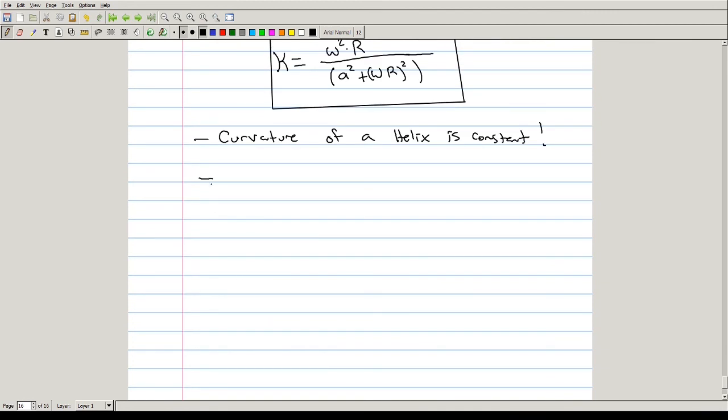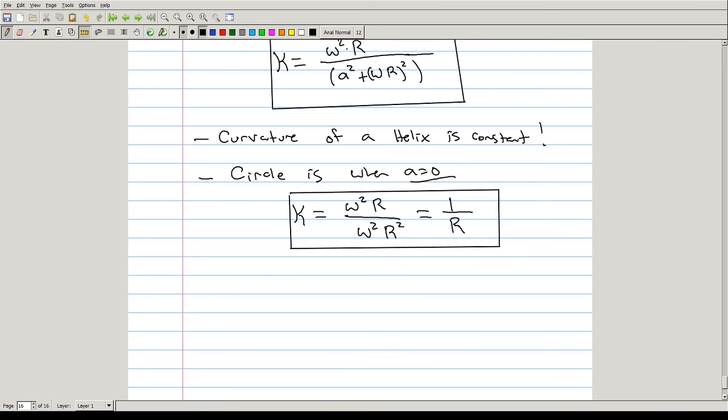By the way, a special case of the helix is the circle when a is 0. And when a is 0, this formula for curvature reduces to kappa being equal to omega squared times r divided by omega r squared, which is omega squared times r squared, or that 1 over r that we used earlier. So this is a very special example for a number of different reasons, but this is where we're going to conclude the lecture for today.